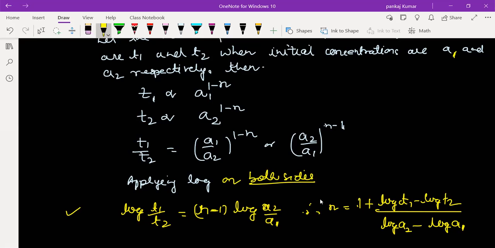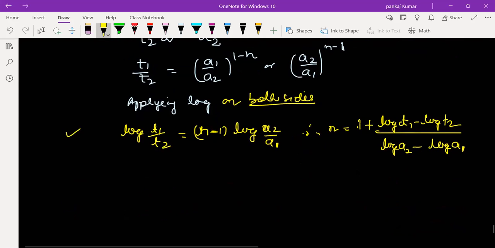Then we have the Van't Hoff differential method also. This you can derive yourself. I'm not deriving all this. Can you derive all this yourself? Next is our E, that is the Van't Hoff differential method.